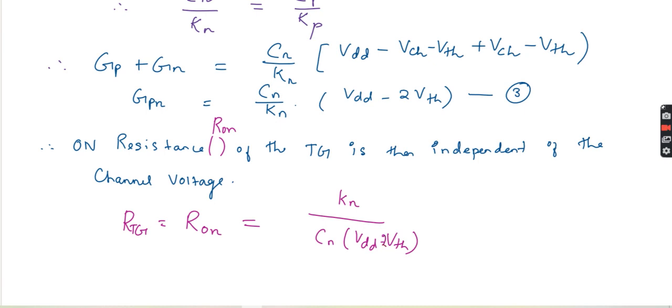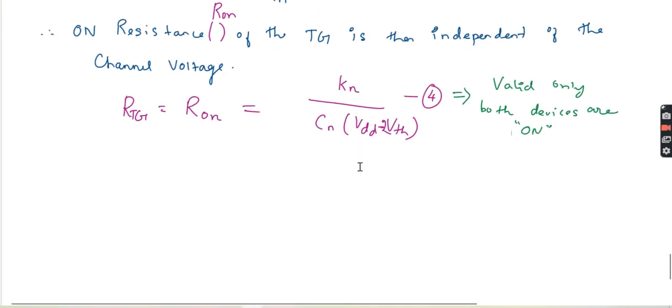This 2VTH, right? I will say this is expression number 4. But this expression is valid only when both devices are on, means P and N. If both are on, then only the on resistance will be this much, Kn by Cn.